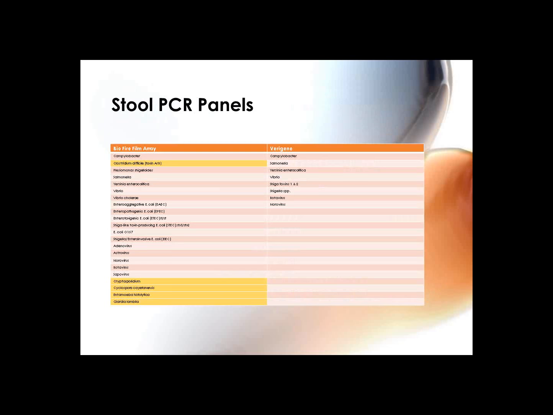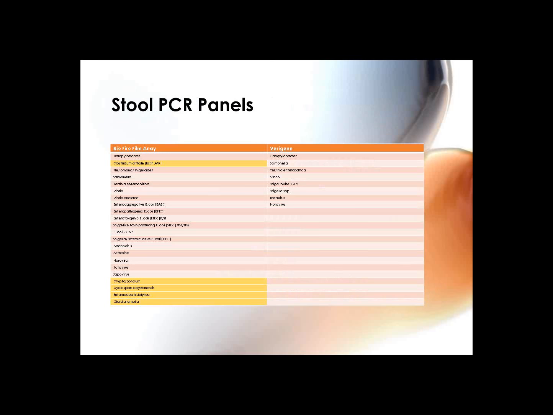The Verigene, and in this case, one of the reasons was because we had a platform in-house. So these are the 2 panels, for the BioFire and the Verigene. I am just highlighting that Clostridium difficile is in the BioFire, and also there are 4 parasites in that panel. And those are very interesting.